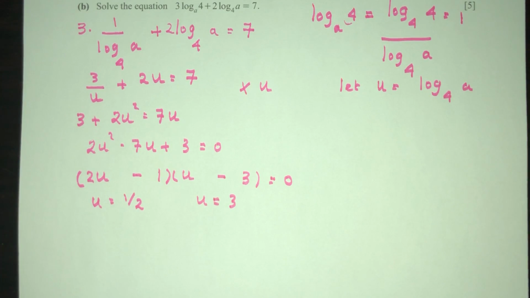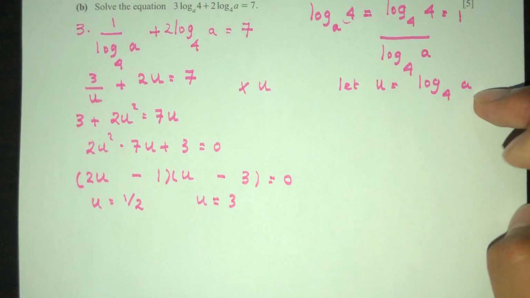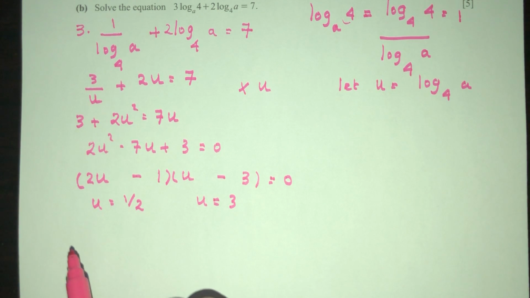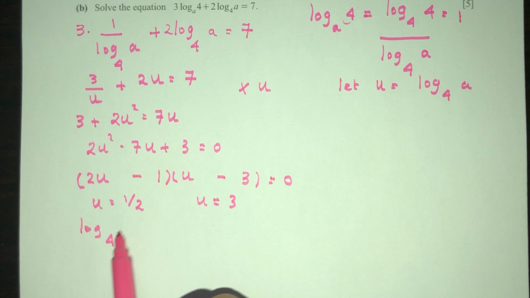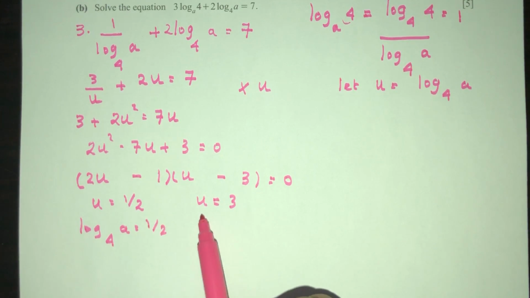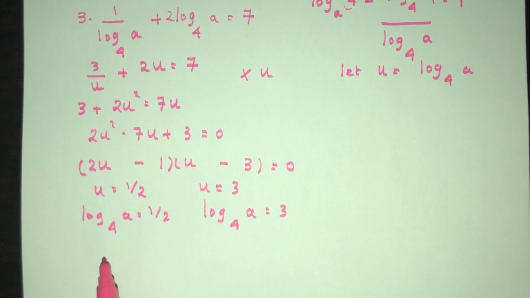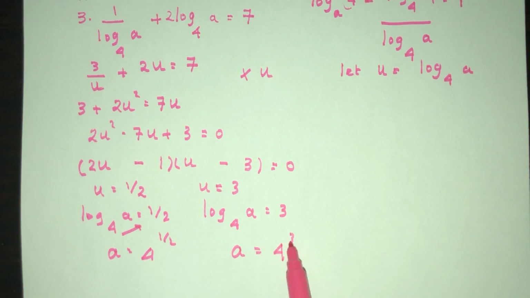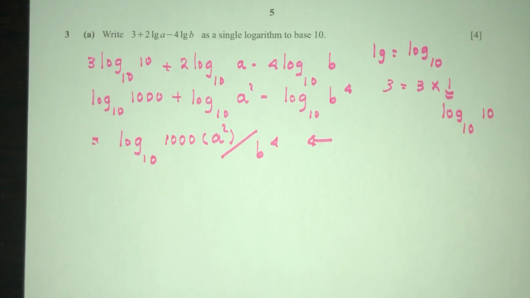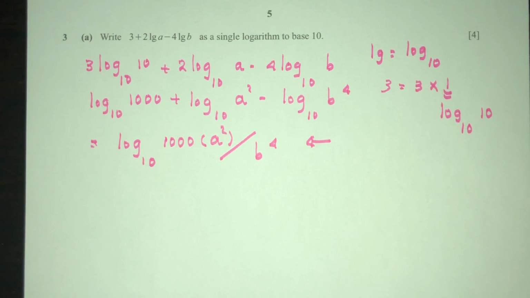Now again, same logic here. We're not trying to find the value of u, we're trying to find the value of the unknown, which is the value of a, right? So replace back here, we have log base 4 of a is equal to half, and log base 4 of a is equal to 3. So finally, a is equal to, we send this here, 4 power half, and a is equal to 4 power 3. That will be 64, and that will be the value of a. And this is your question number 3. All right, now let's move on to the next one.